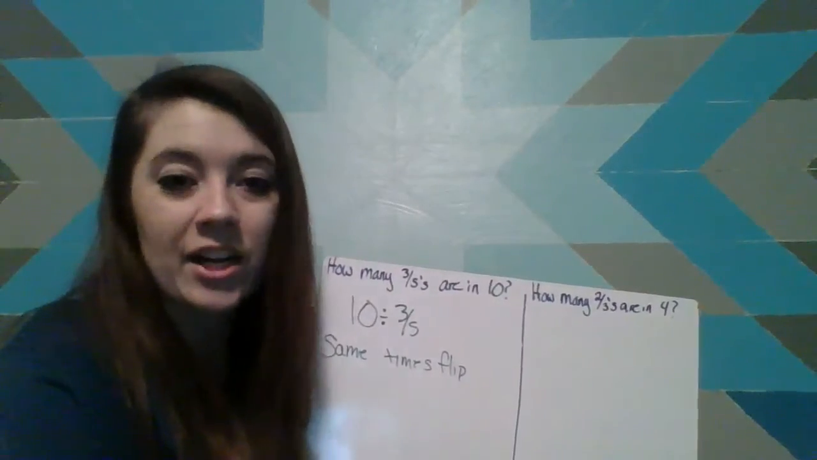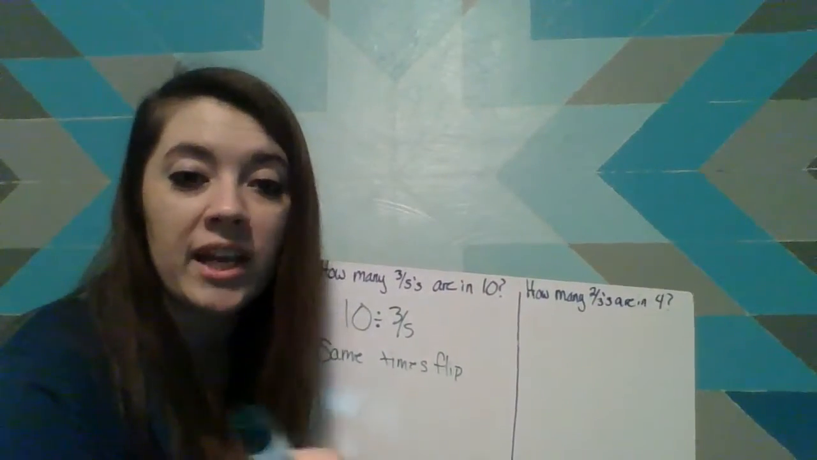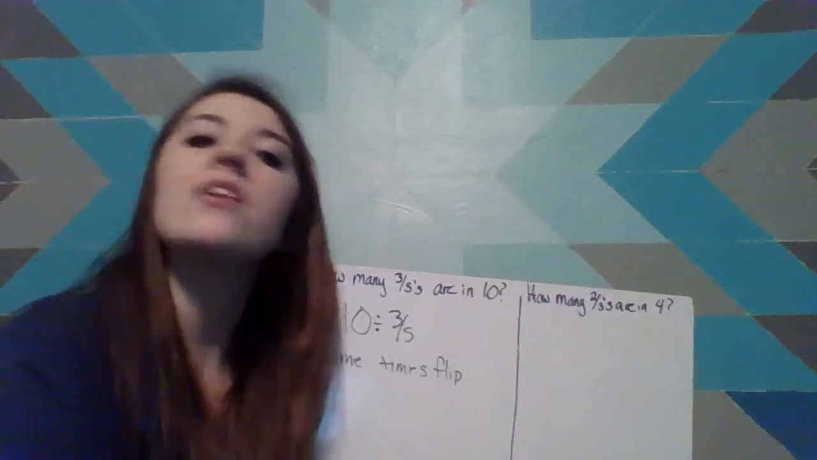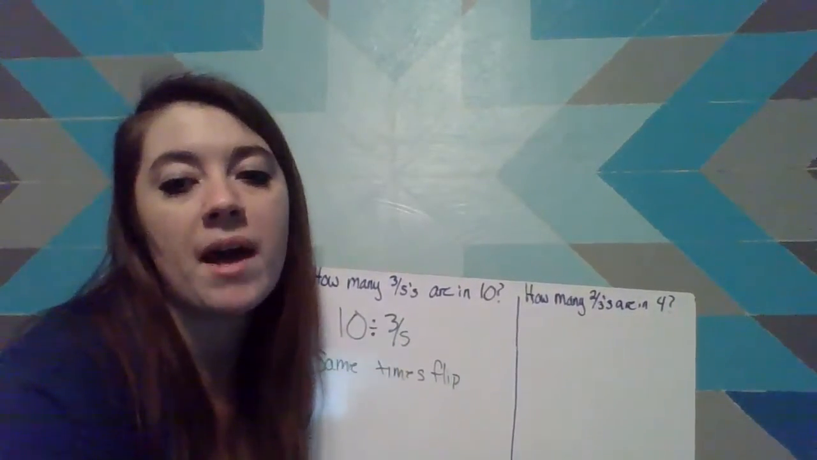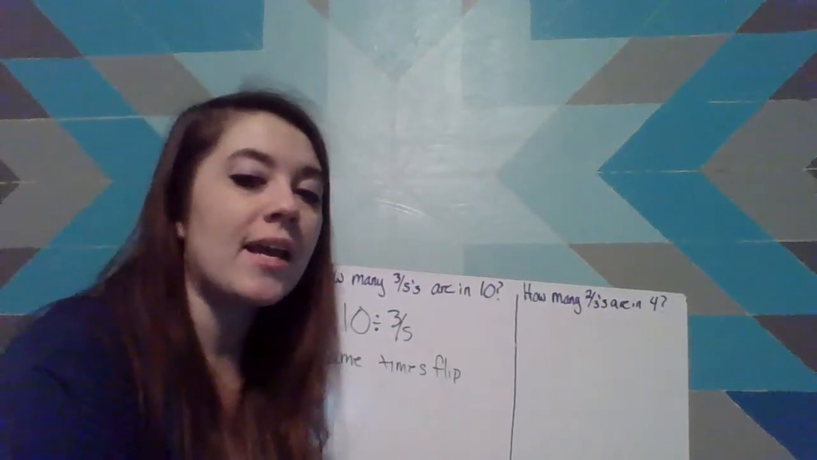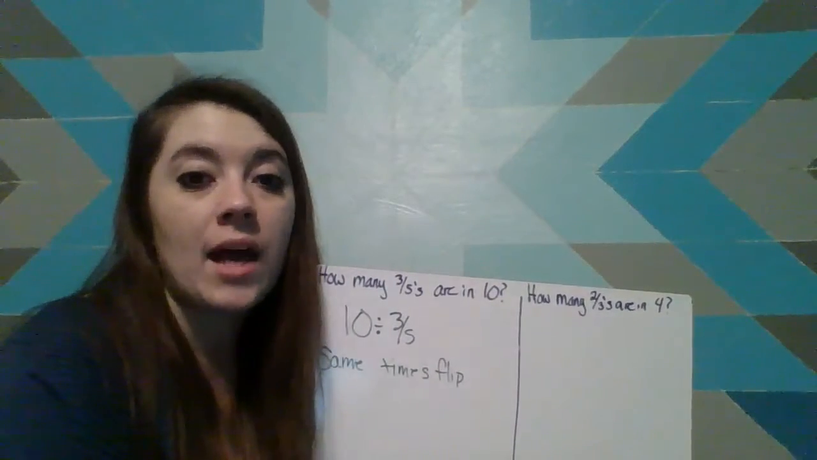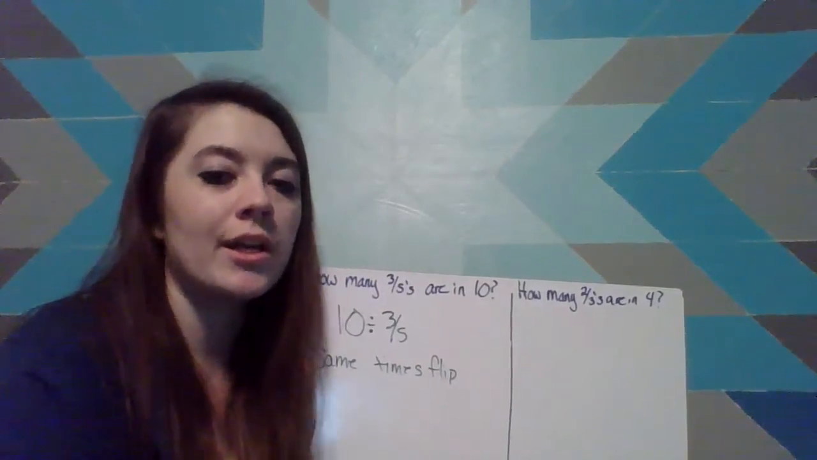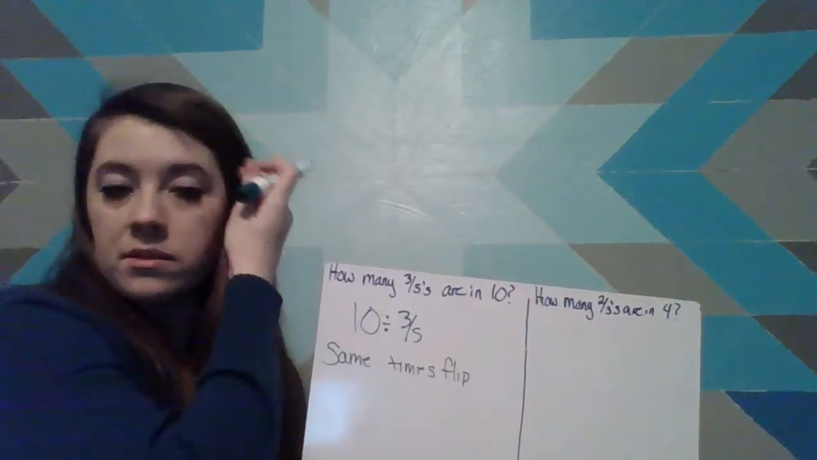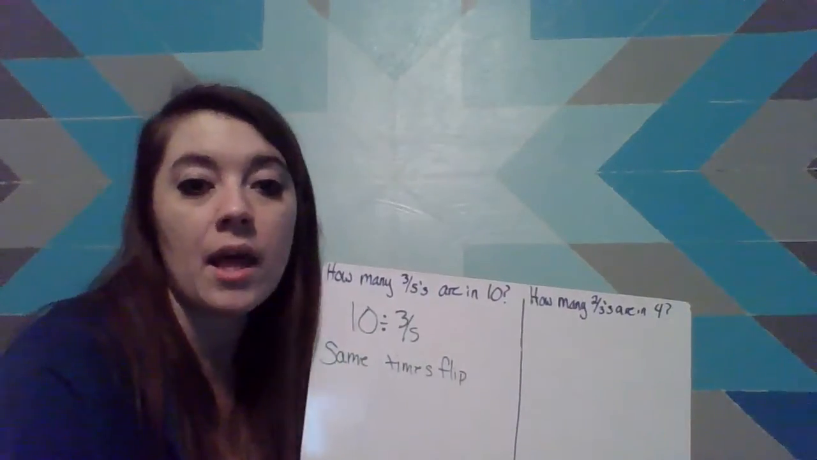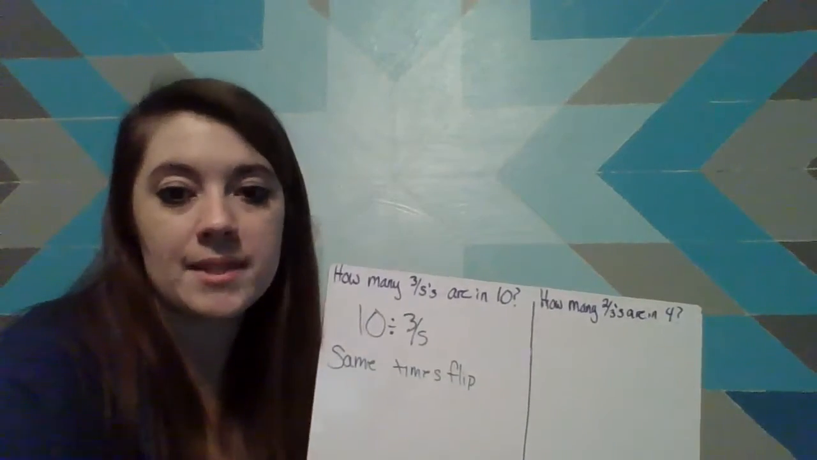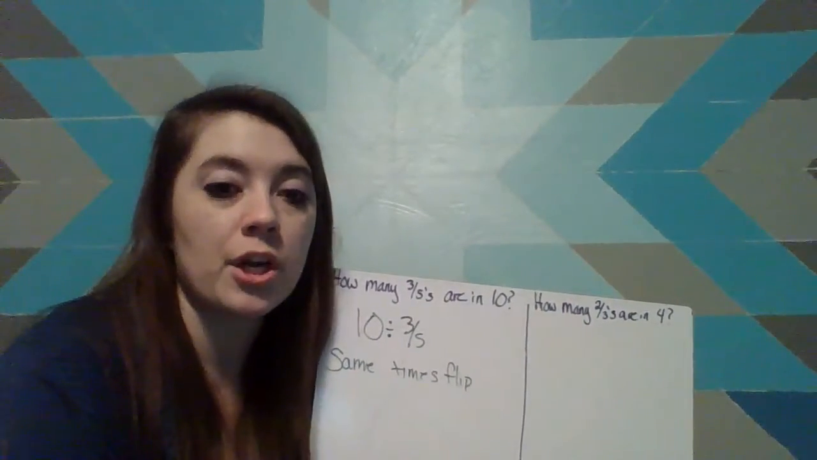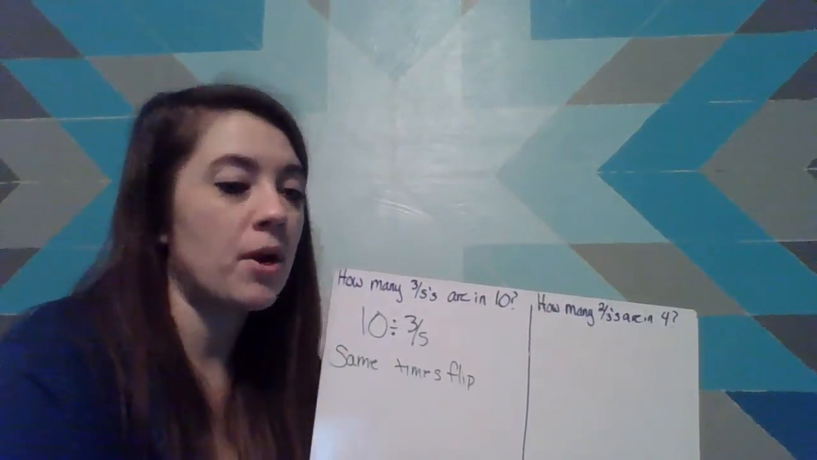Trust me, you're going to get tired of hearing me say same times flip, but hopefully it gets ingrained in your heads and you'll remember it as you progress through mathematics, because if you're taking a whole number or even another fraction and dividing it by a fraction, you're going to use same times flip. So if you progress in Excel with me, and even if you don't, you're going to keep seeing this as you go. So make sure you really commit this to memory, okay?